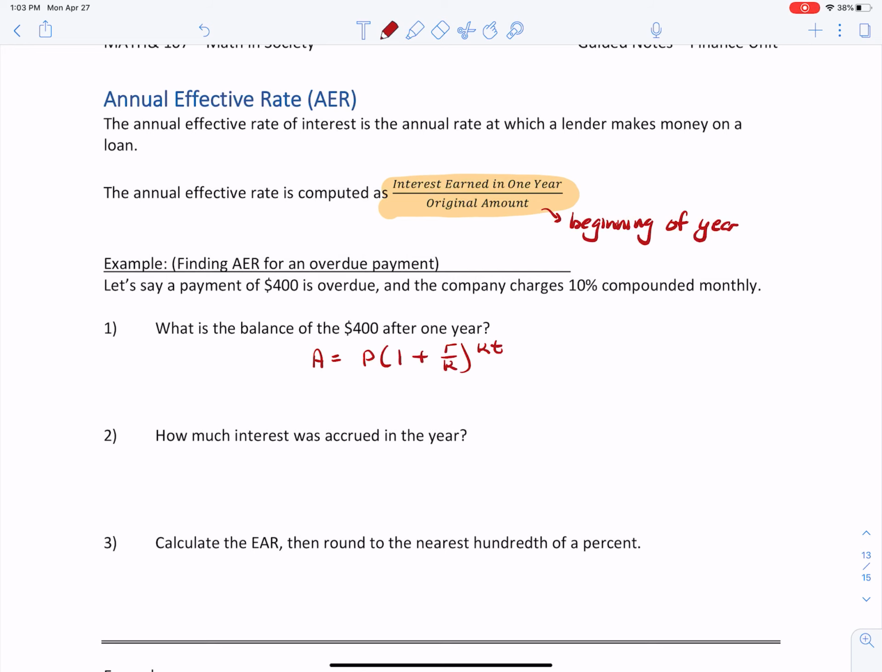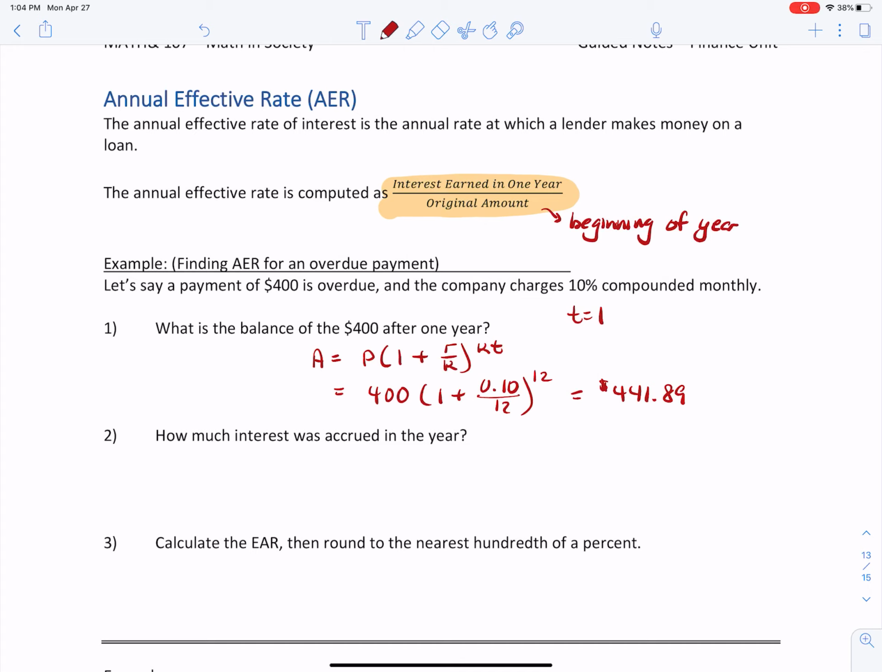So remember that formula, we're going to use that. And we know that we're starting with $400. We know that the interest rate is 10% and it's compounded monthly. And since we're talking about 1 year, we're only ever going to be talking about 1 year with AER because it's an annual rate. We're going to raise that to the 12th, 12 times 1. And when we're done with that, we should get $441.89. So that's how much we'll end up paying back to this company.